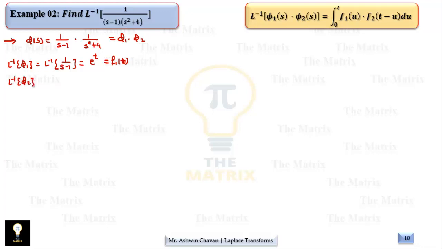So L inverse of phi 2 is nothing but L inverse of 1 upon s square plus 4. Now the thing is, this is of the form s square plus a square. So the value of a is 2 here. So that we need at the numerator, multiply and divide, so that we have half outside, and L inverse of the remaining term is simply sine of 2t, because Laplace of sine 2t is 2 upon s square plus 4. That is taken as f2 of t.